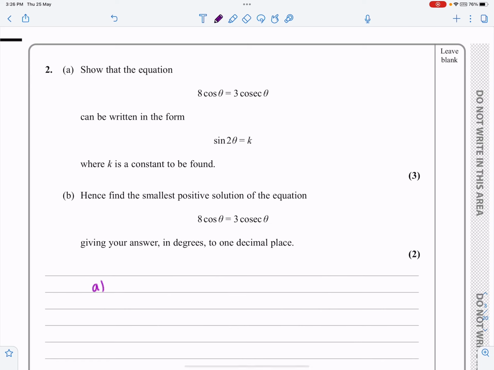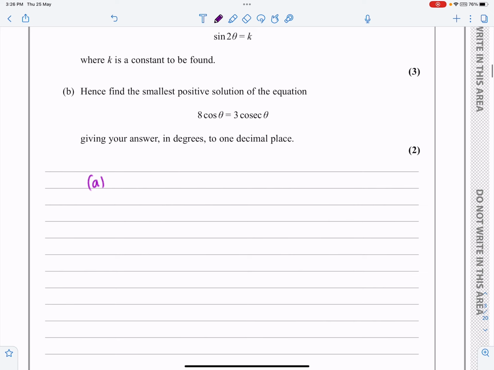Part A. What does it say? It says, show that the equation 8 cos theta equals 3 cosec theta can be written in this form here. So, not too worried about the actual sine 2 theta equals k bit. Let's just get started. I've got that 8 cos theta is going to be equal to 3 cosec theta. And from our work with trigonometry, we know that cosec is the same as 1 over sine. So I'm going to change that to 8 cos theta equals 3 over sine theta.